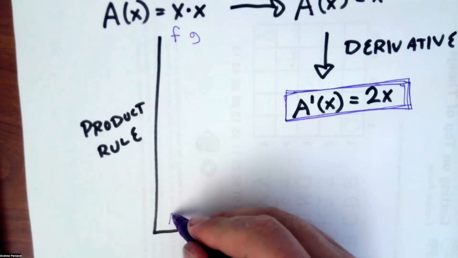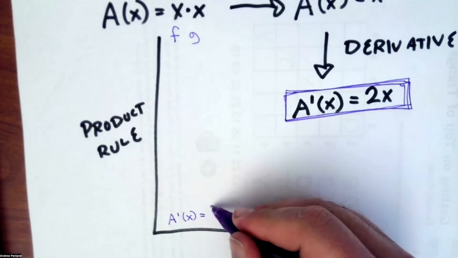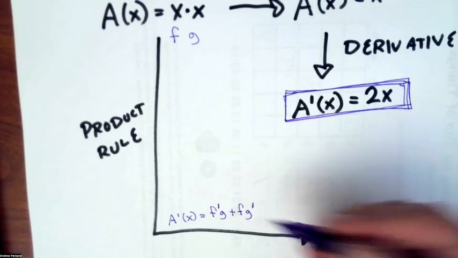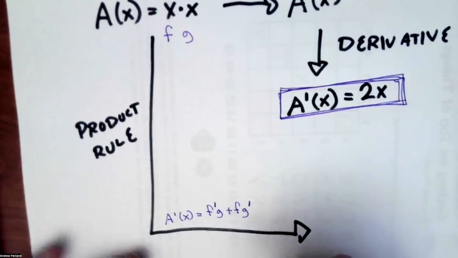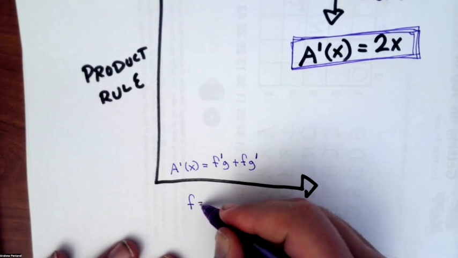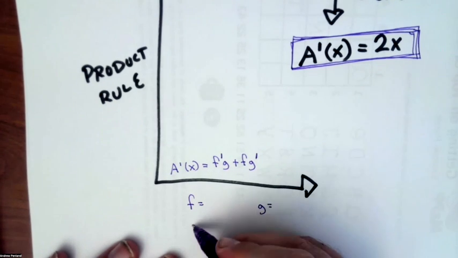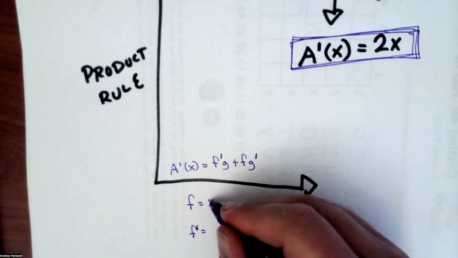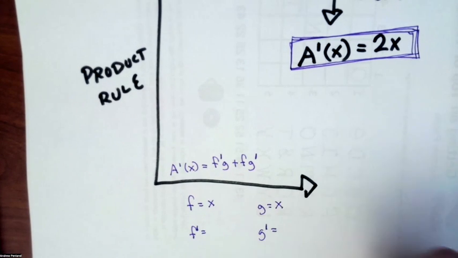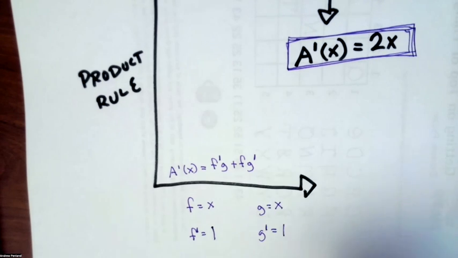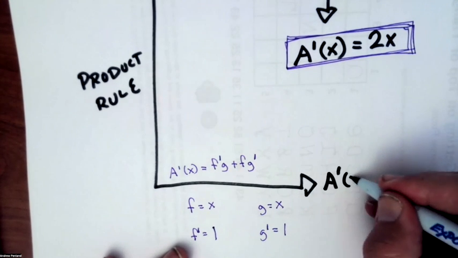And so a prime of x is going to be f prime times g plus f times g prime, right? So if we can identify the f, the g, the f prime, and the g prime, we are good to go. So f here would be equal to x. G would also be equal to x, right? So f prime would be 1, and what would g prime be? 1.